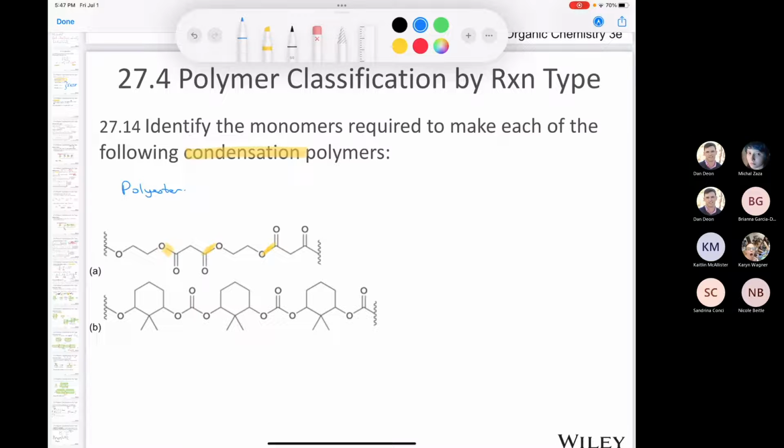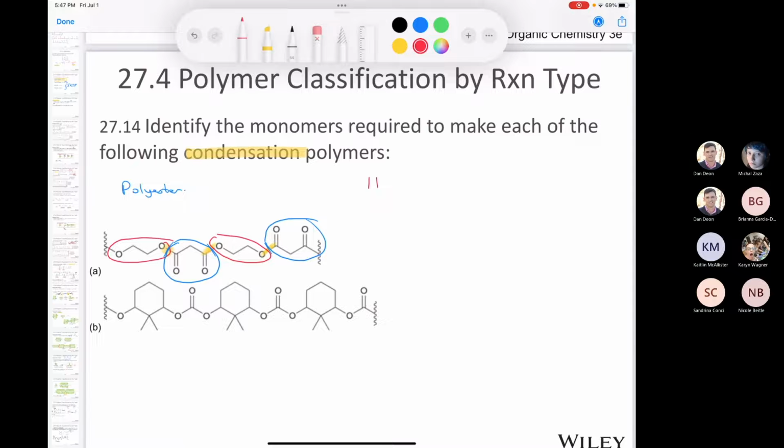So what we're going to do is we're going to cleave those bonds. Just imagine that we're breaking those bonds. And thus the diol portion would come from this. The diacid portion would come from this. The diol portion, again, would come from this portion. And the diacid portion would come from this part here.